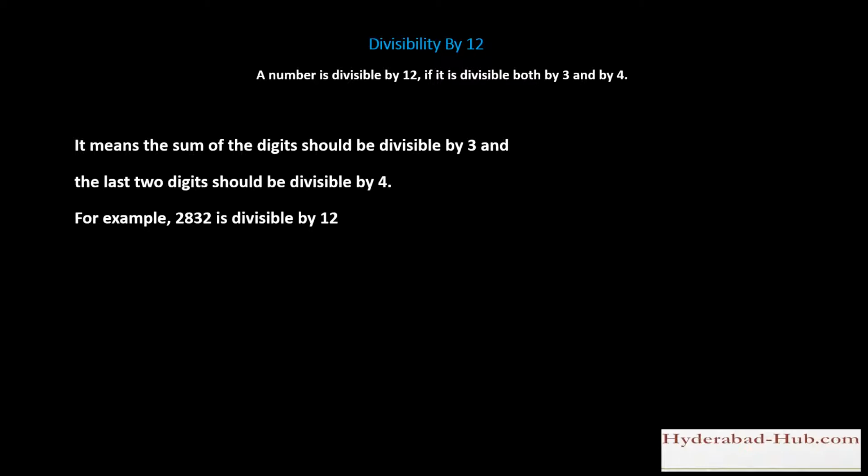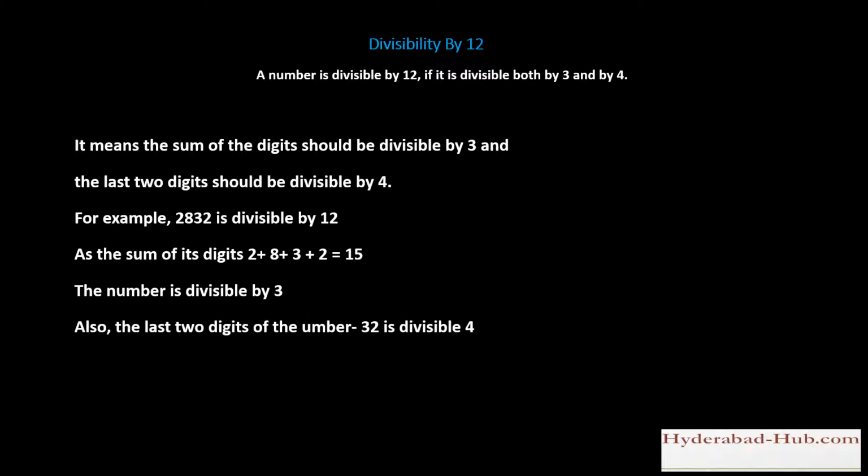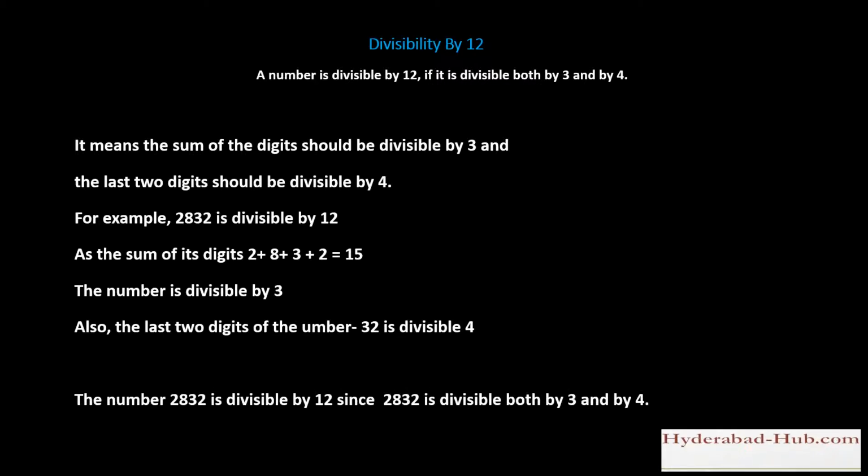For example, 2832 is divisible by 12. As the sum of its digits is 2 plus 8 plus 3 plus 2, that is 15, the sum is divisible by 3. Also, the last two digits of the number, namely 32, is divisible by 4. This number is divisible by 4. Thus, the number 2832 is divisible by 12 since this number is divisible both by 3 and by 4.